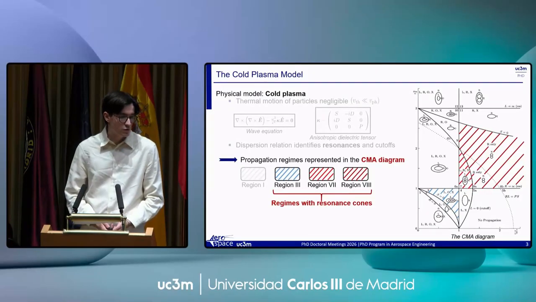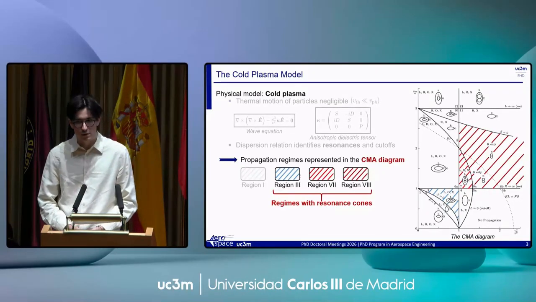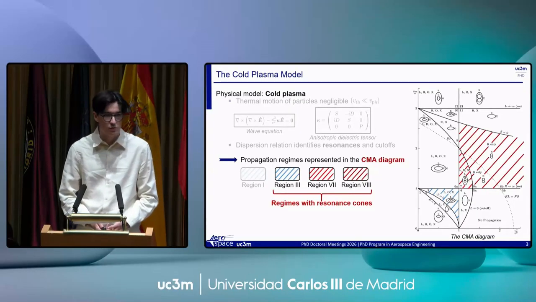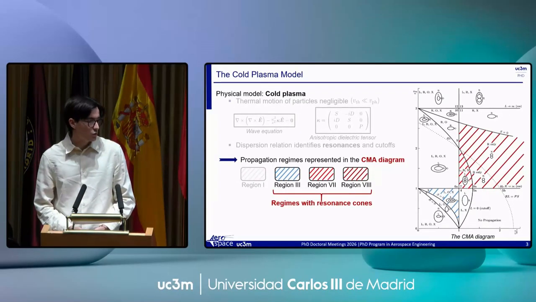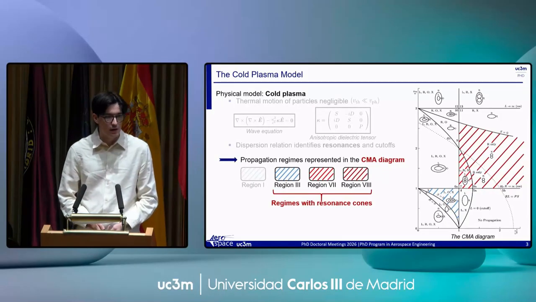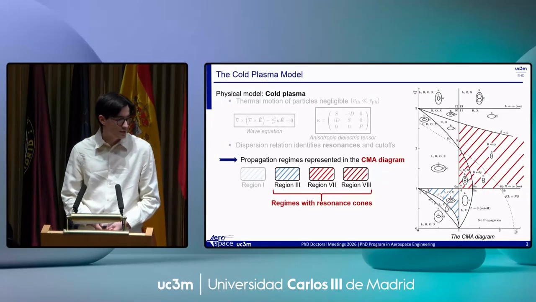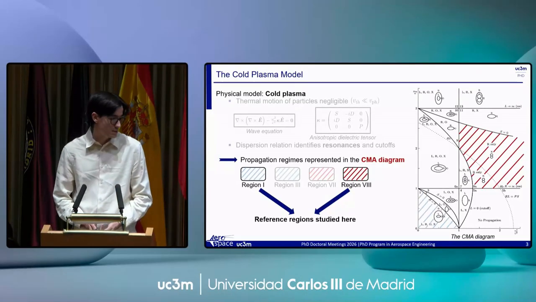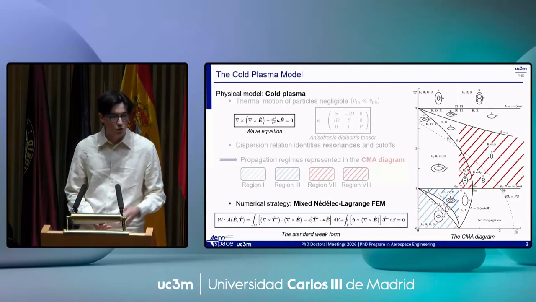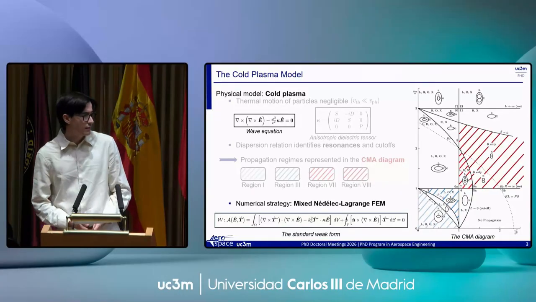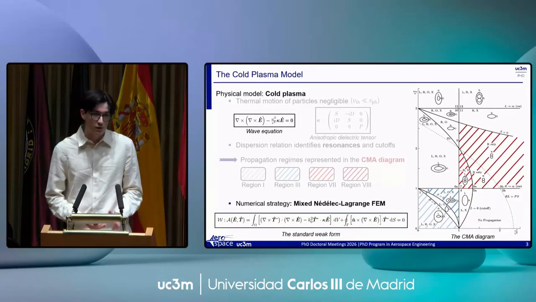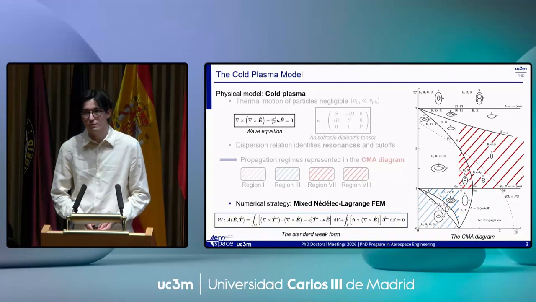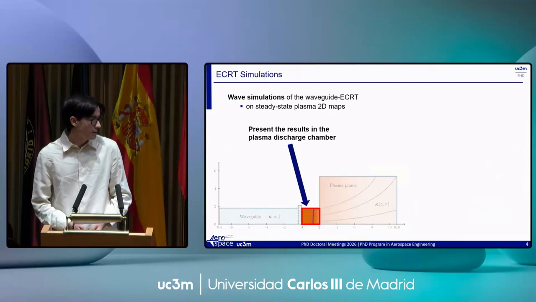So you have regions 3, 7, and 8, for example, that are regions of interest in this work because they are regions with resonance cones. And so we will keep region 8 for this study as a reference, and we'll compare it to region 1 as a general reference case for low density plasmas. So for the physical part of it, we then have the cold plasma model, and for the numerical part, we will use, as I said, the finite element method with a mixed element formulation.